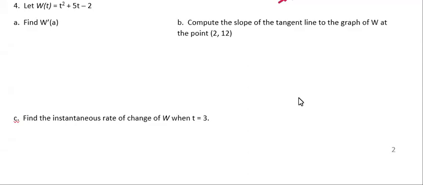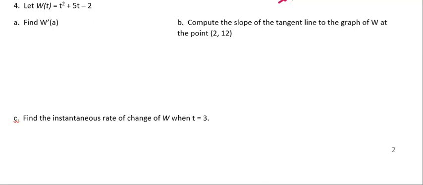We are going to look at finding the slope of the tangent line to a graph at a point. For this question, we have w of t equals t squared plus 5t minus 2. We are asked in part A to find w prime of a. So that means that we need to find the derivative of our function at a.